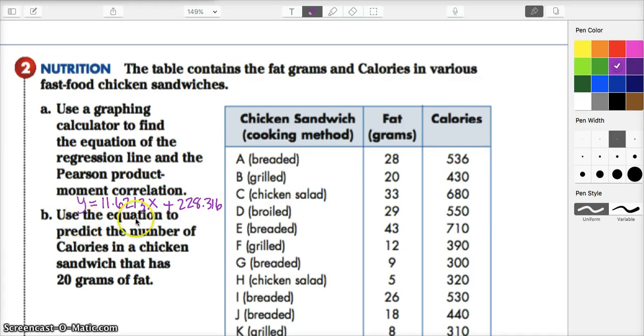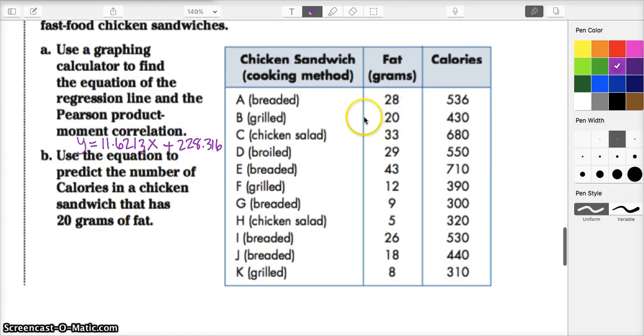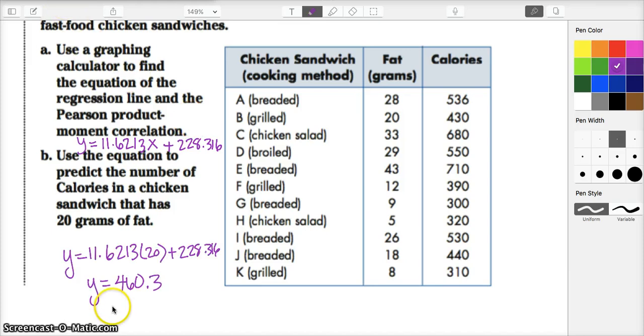And they said use this equation to predict the number of calories in a chicken sandwich that has 20 grams of fat. Notice there's already one value for 20 grams of fat, though our prediction equation might come out different. Let's check it out. So according to our prediction equation, we get 460.3 as the value predicted given the other data that we have. And so you notice, yeah, it doesn't exactly fit with this particular data item.